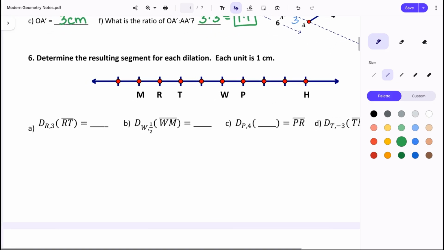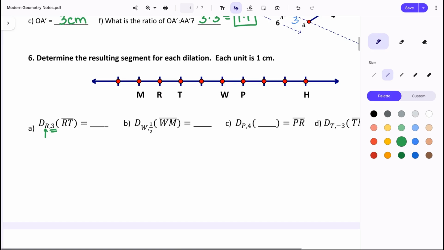So if we look at A, I'm doing a dilation. What's my center of dilation for A? R. And what's my scale factor? 3. Okay, those are both important things. So 3 means it's going to get bigger. R means that's the letter that we're kind of starting our dilation at, and it's not going to move at all. So anytime that you have your center, that's going to be the letter that your answer is going to start with. Okay, so that's just something that you can use as you're filling these out.